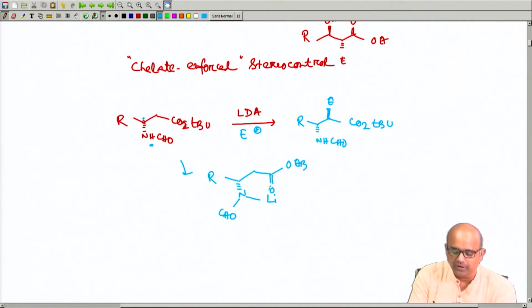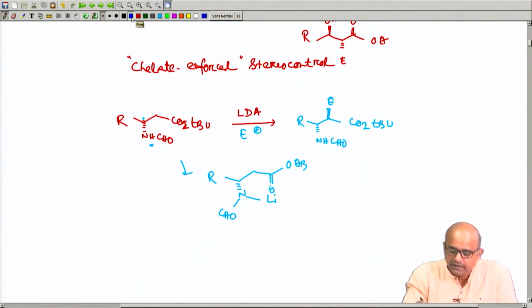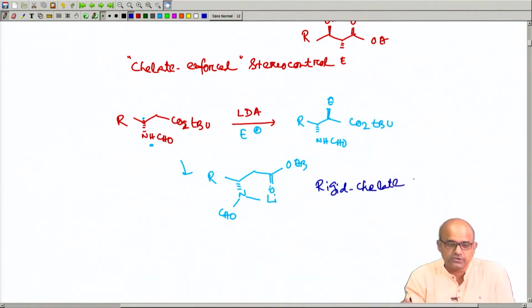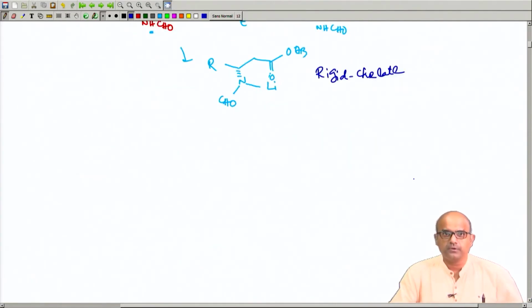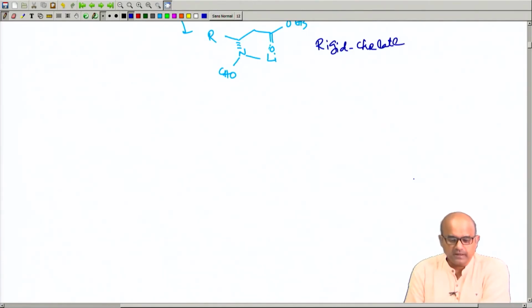So, it is a 1, 2, 3, 4, 5, 6 membered chelate, and you can now fix the rigid chelate. So, with this rigid chelate, your electrophile approaches in the normal way. So, these two are examples of typical rigid chelate formation in the acyclic mode. Acyclic stereo control is mainly governed by steric parameters in the pre-existing stereocenter.